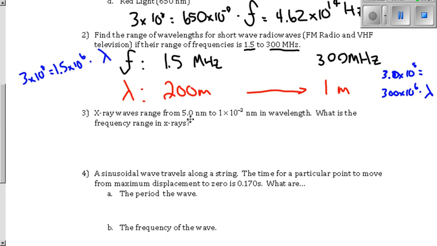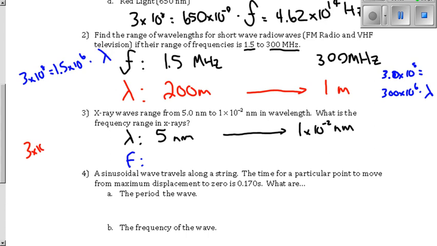For X-ray waves, we are given a range of wavelengths here. So we're going to do a similar thing. Our wavelengths range from 5 nanometers all the way up to 1 times 10 to the negative second nanometers, which is a very, very small wavelength. So our frequency is going to vary accordingly. These should be the lower frequencies. These should be the higher frequencies over here.